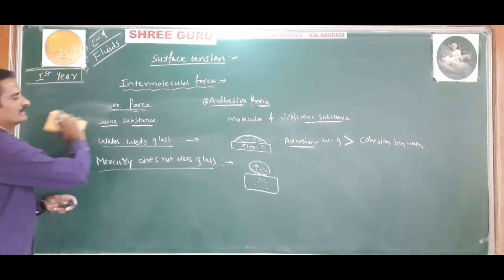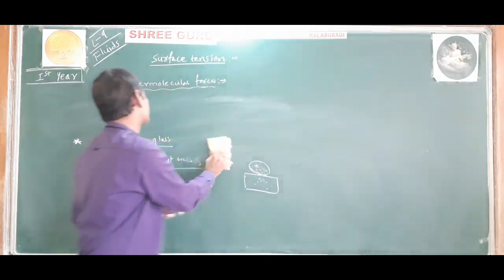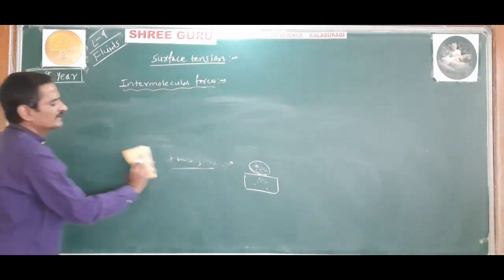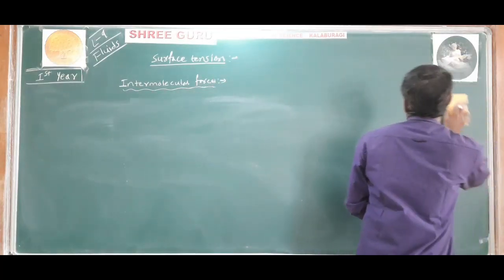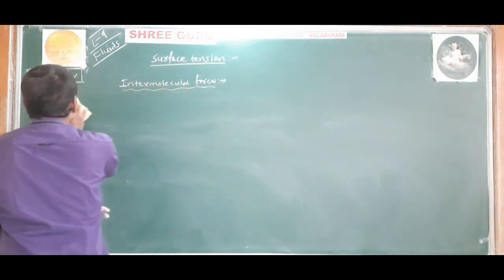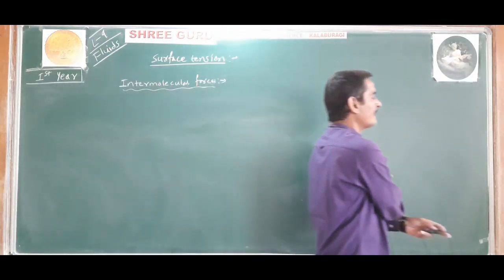Understood? So now, next, the cohesive force and adhesive force are inversely proportional to the 8th power of the distance between the molecules. Remember that? The cohesive force or adhesive force are inversely proportional to the 8th power of the distance between the molecules.